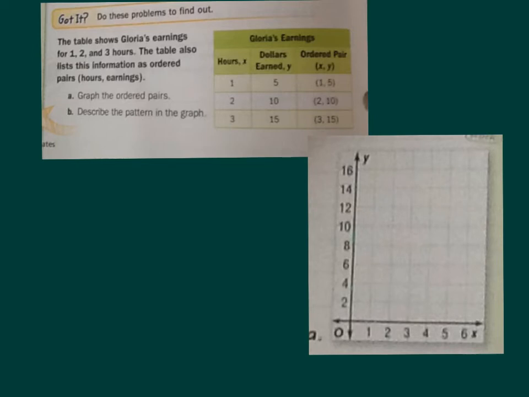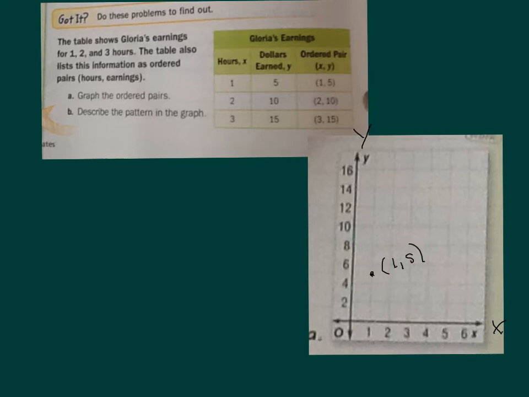So my first ordered pair is 1, 5. So remember, this is my x-axis and this is my y-axis as it states. So I'm going to go over 1 on the x-axis and up 5, which is right about there. So that's my ordered pair, 1, 5.